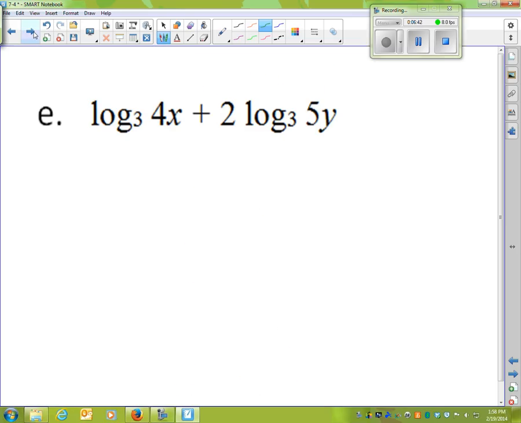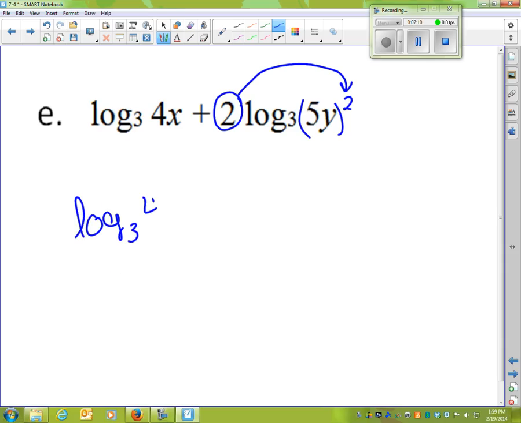Letter E. I have log base 3 of 4x plus 2 log base 3 of 5y. The first thing you always want to take care of are those powers. This was 2 times the logarithm, so I'm going to bring it up, making it an exponent. But it's an exponent to both the 5 and the y. So this is going to be log base 3 of 4x plus log base 3 of 5 squared and y squared.